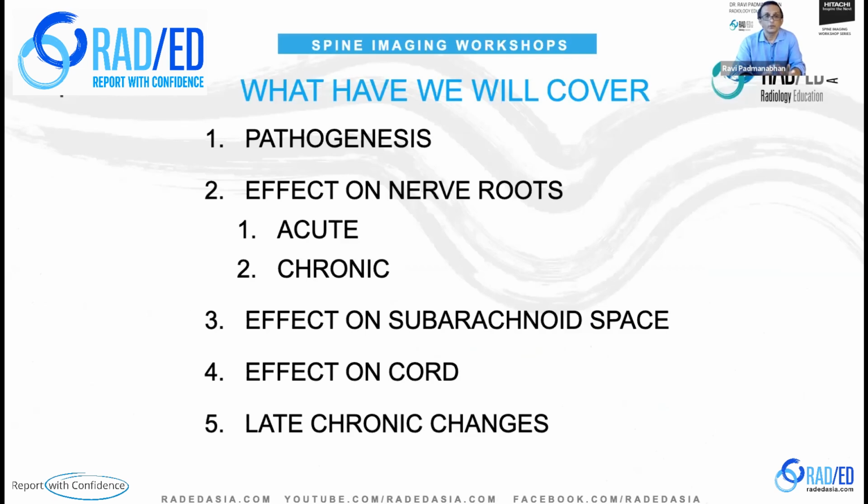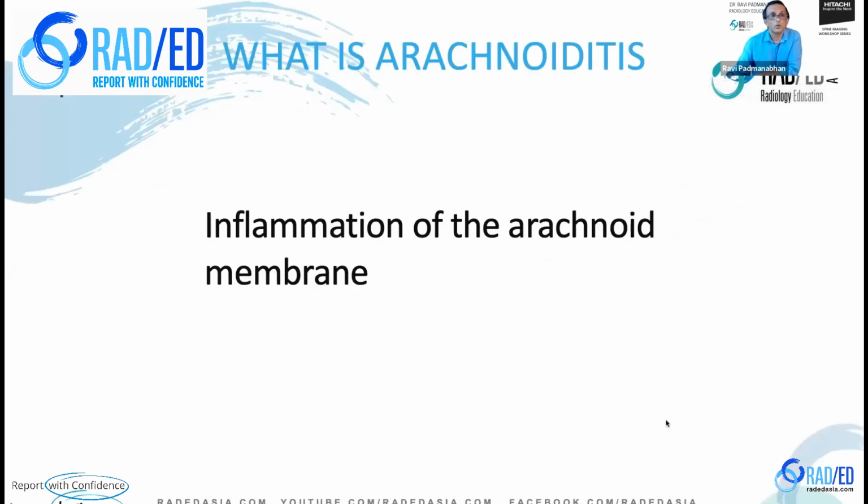And then we're going to look at the effect of arachnoiditis on nerve roots. There are changes depending on whether it's an acute arachnoiditis or the more chronic appearances. And some of the things that we often don't think about are the changes in the subarachnoid space and also the effect that arachnoiditis can have on the cord, and a couple of really late chronic changes, which are pretty uncommon.